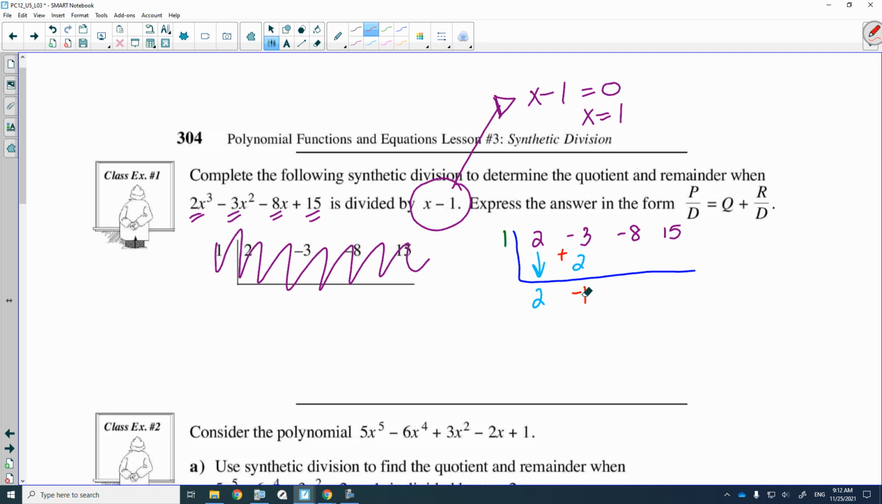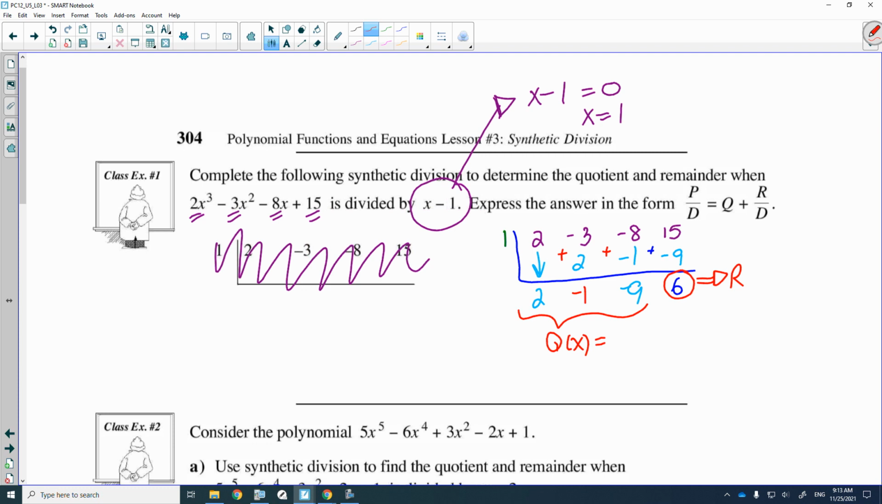Okay, what do you do from here? You multiply. -1 times 1 is -1. Then you add. -8 plus -1 is -9. Then you multiply. -9 times 1 is -9. Then you add. 15 plus -9 is 6. You are at the end. You circle this. That is going to be your remainder. This is going to be your q of x.